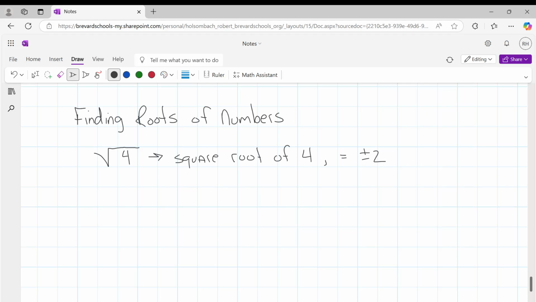We're going to move on from that today, and you're going to be asked to find cube roots, or third root of 8. You read this as cube root of 8. And the cube root of 8 is equal to 2, because 2 raised to the third power equals 8.